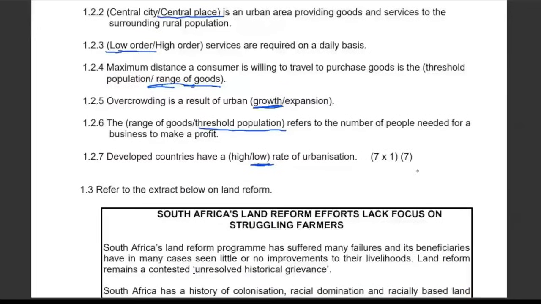People move to urban areas in poor countries on the pretext of finding jobs and also because of poverty in rural areas, and also mainly because of lack of basic services in the rural areas. But in developed countries, it's very minimal. The trends are high in poor countries or developing countries.